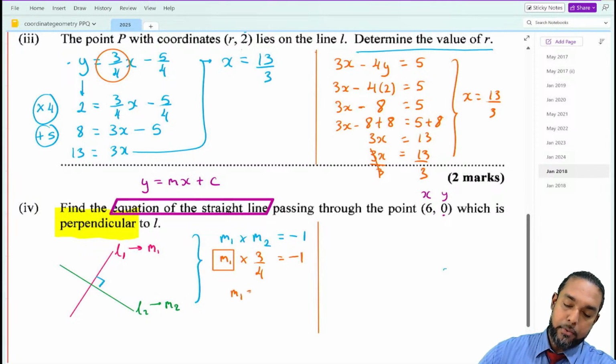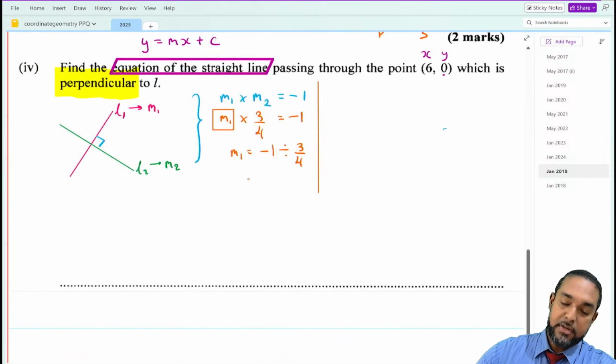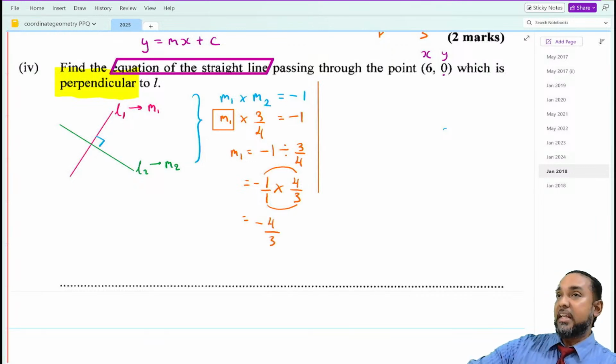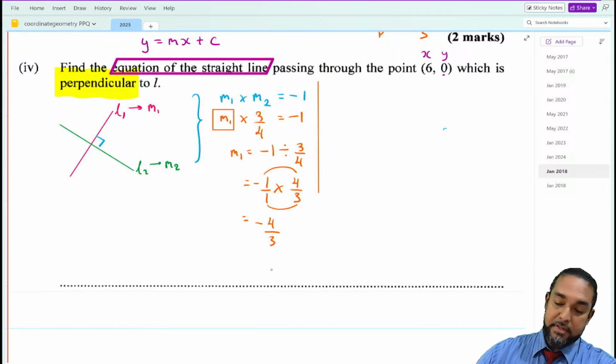So m1 would be equal to -1 divided by 3/4. Now, what's the protocol for division of fractions, ladies and gents? You change divide to multiply, and we invert or flip the divisor. When you multiply fractions, you multiply numerator by numerator, and denominator by denominator. So minus 1 by 4 is just minus 4, 1 by 3 is just 3. So the gradient of the perpendicular line is minus 4/3. That is our m1.